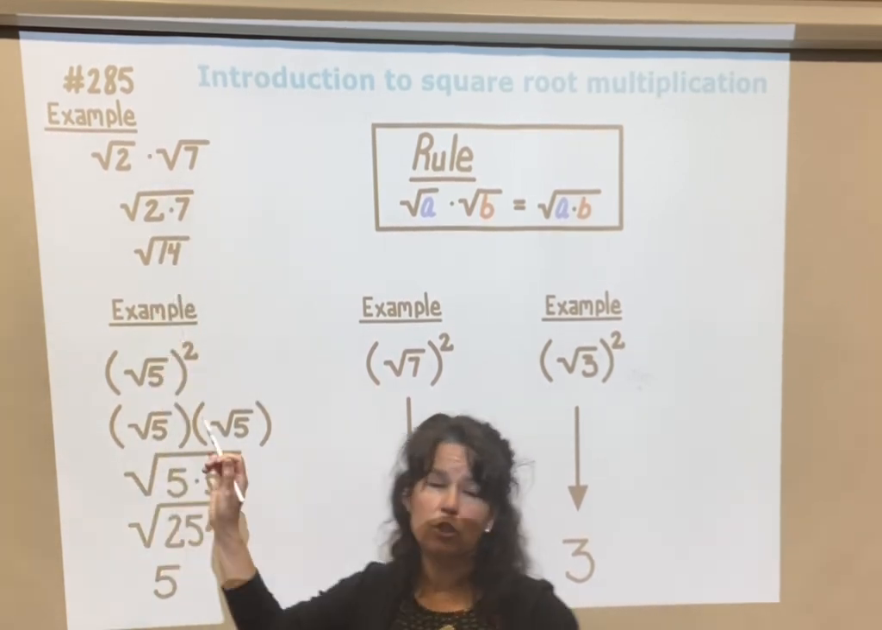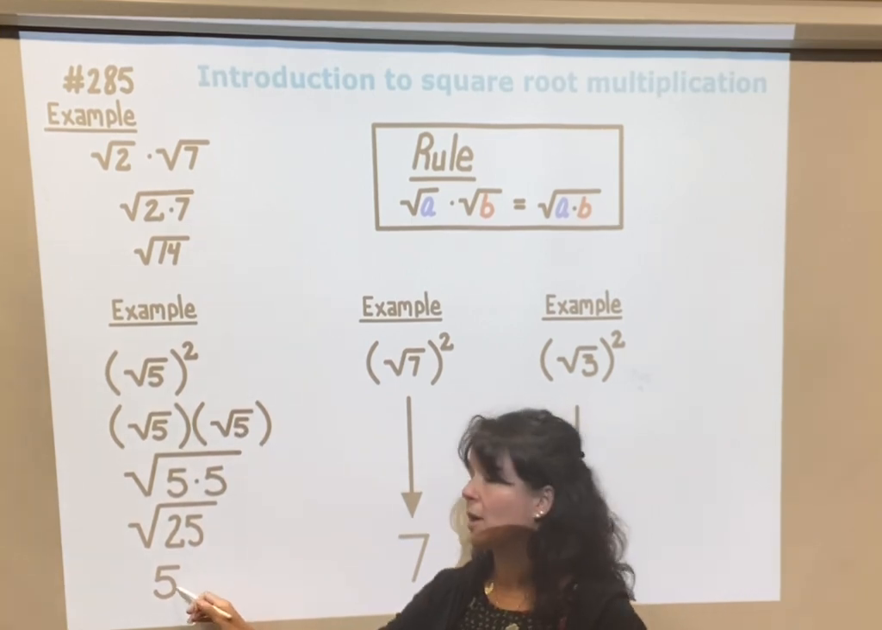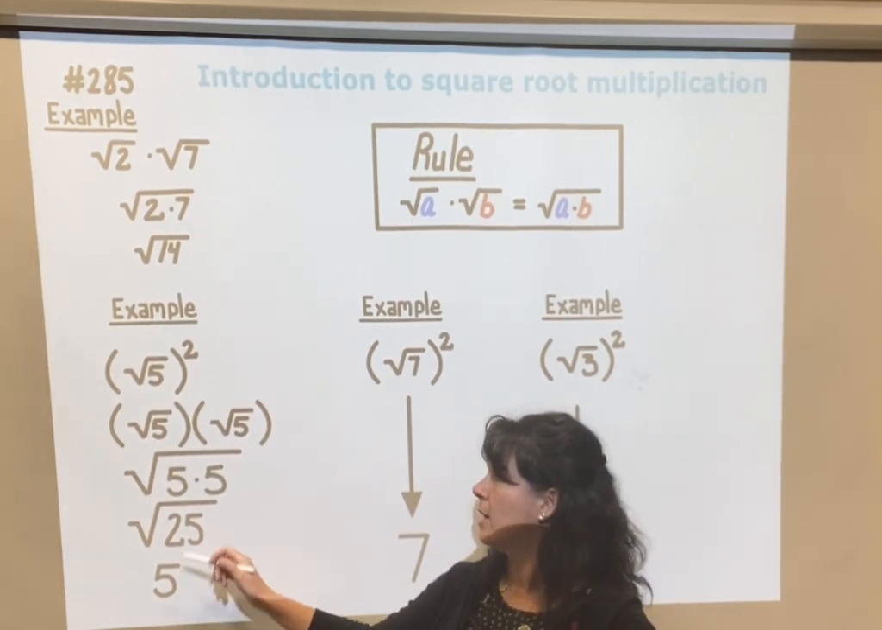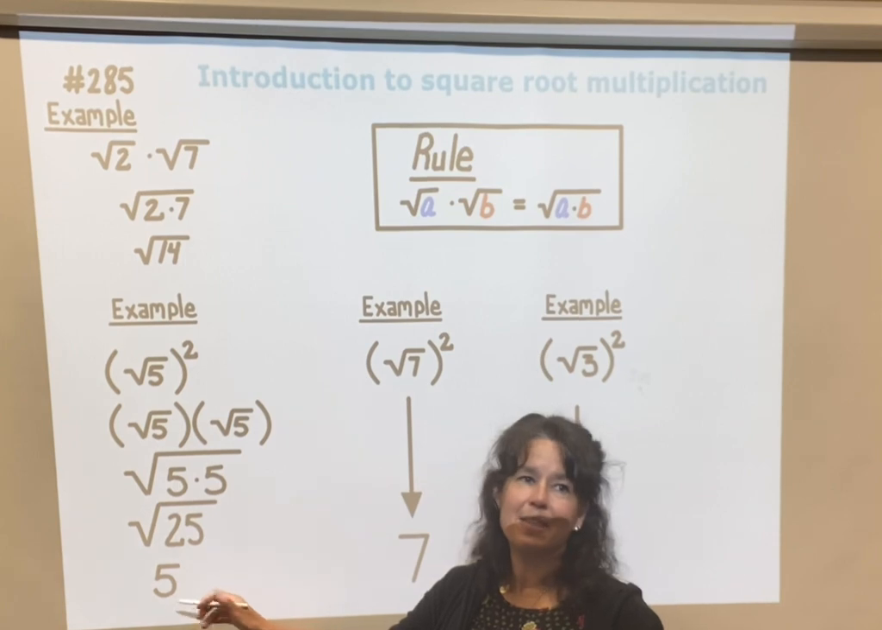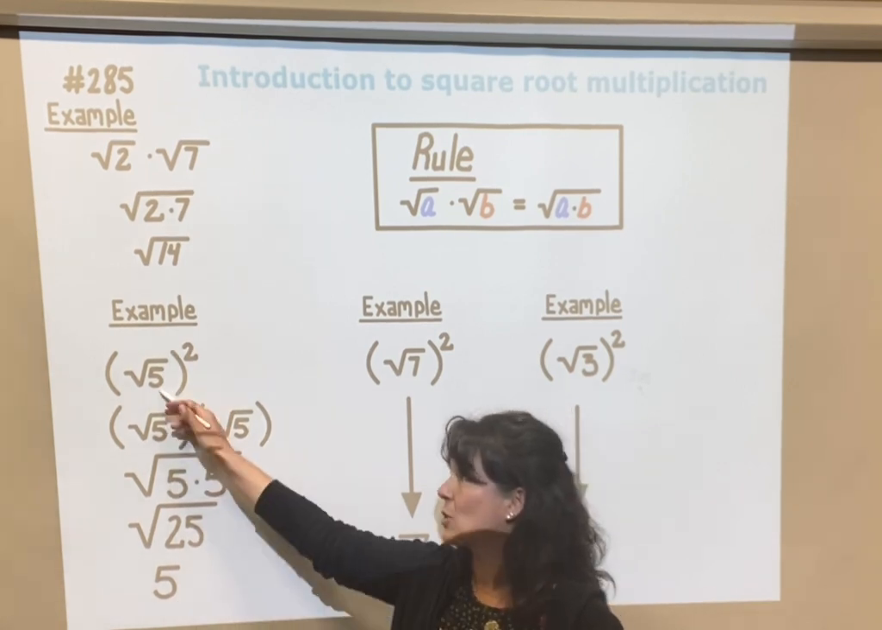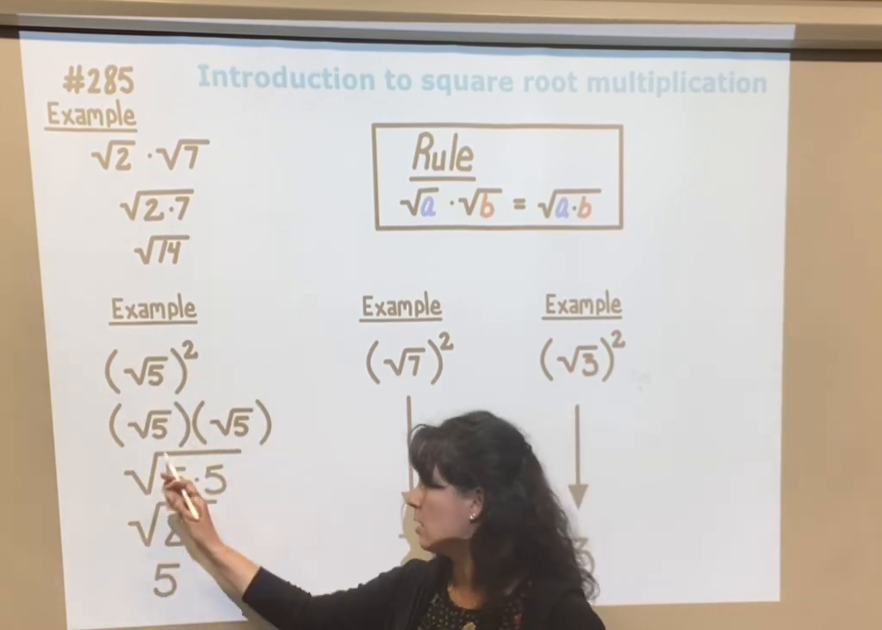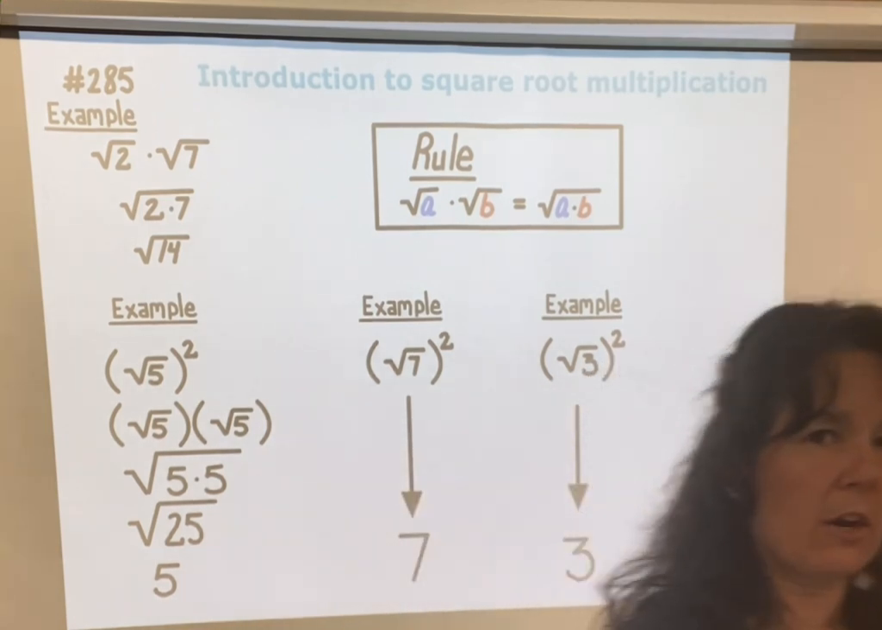For some reason, students that are doing this for the first time try to leave the square root on there, and that is not the same thing. Square root of 5 is not square root of 5 squared. So make sure you just be careful of that. All right.